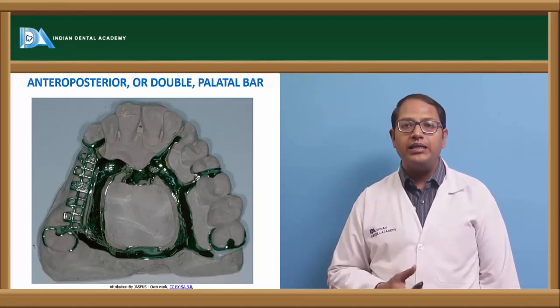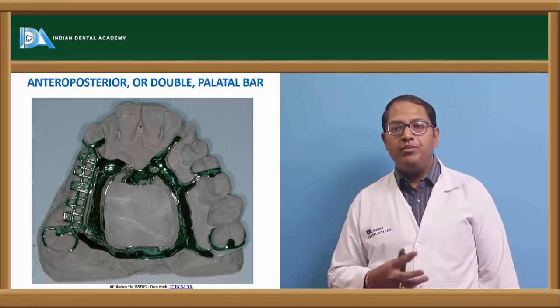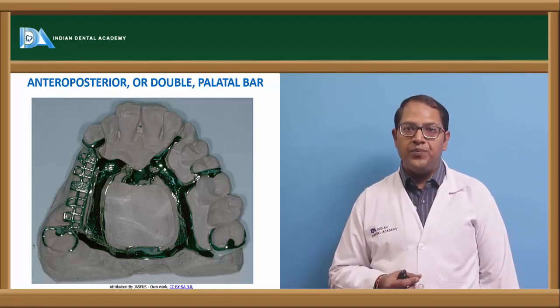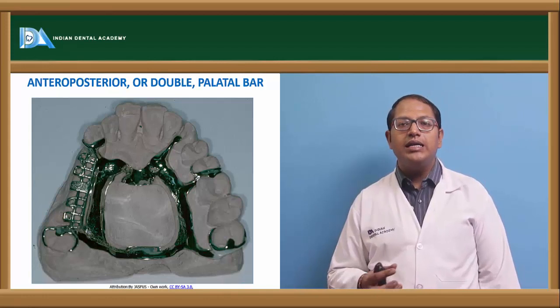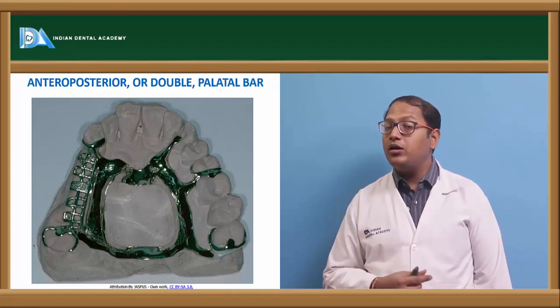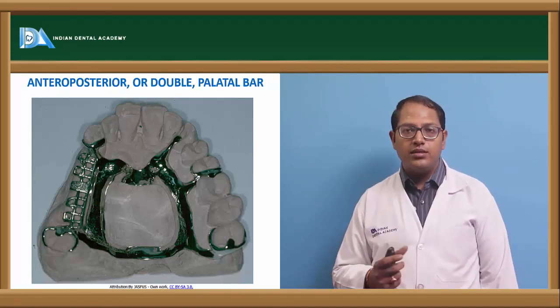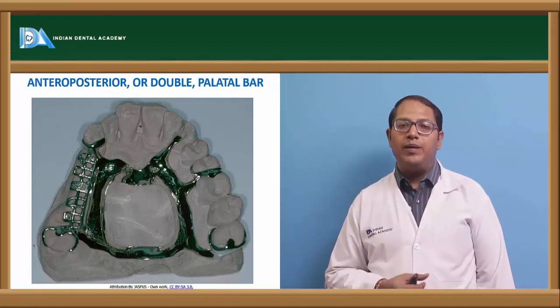Coming to the next one, there is an anterior-posterior or double palatal bar. Now, this double palatal bar is the greatest asset of all the bars that we have, because it has excellent rigidity. And this connector should not be used unless the remaining teeth have good periodontal support. That is one thing which we should always keep in mind. The evaluation of the teeth with the periodontal support is very important to provide an anterior-posterior or double palatal bar.